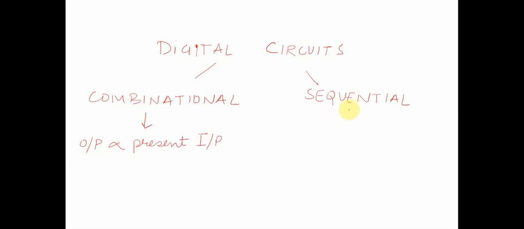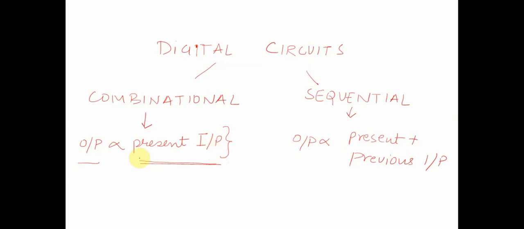Sequential circuits are circuits where the output depends on present plus previous input. So for a combinational circuit, the output is dependent upon the present input. This means that whatever the input is, your output would reflect it. In the case of sequential circuits, we have some complexity, where the output depends not only on the present input but on the previous input as well.